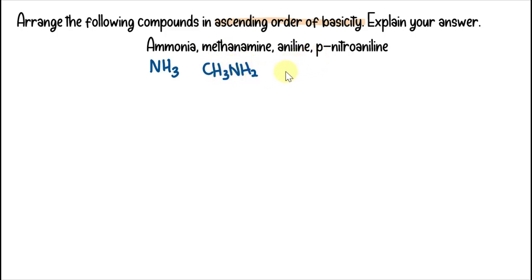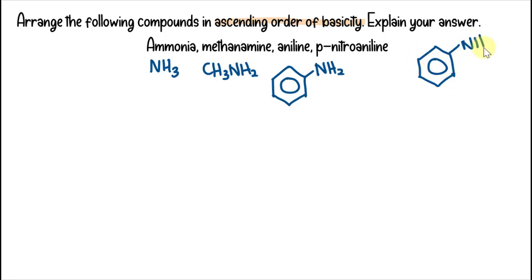And then aniline. Aniline is the benzene ring with the amino group, NH2, directly attached to the benzene ring. And last but not least, para-nitroaniline. For para-nitroaniline, let's draw the benzene first. We have the benzene and then the amino group on the first carbon. Para means positions 1 and 4, so on the fourth carbon, we have the nitro group.